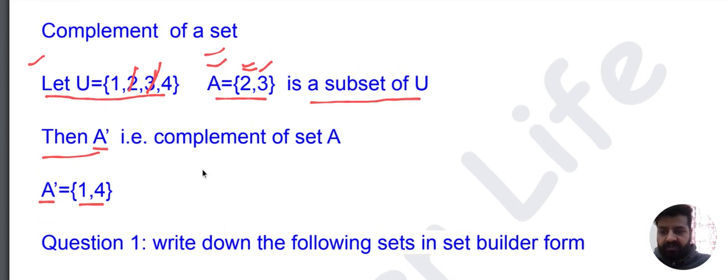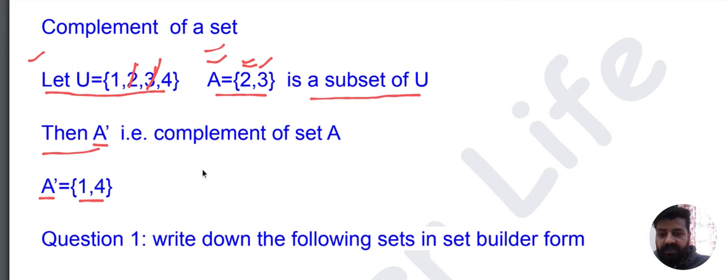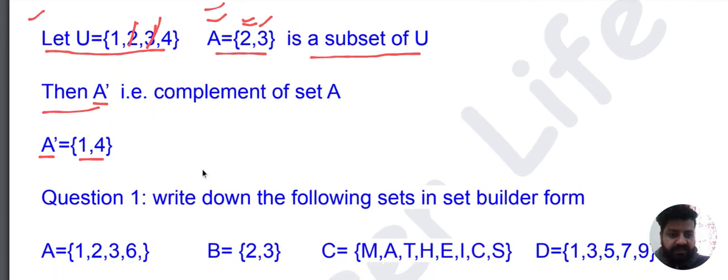So now we come to the question part. Okay, write down the following sets in set builder form. As you know there are two types of presentation of a set. One is set builder form and the second is roster or tabular form. The values are given in roster form. As you can see there are 4 sets: set A, set B, set C and set D. First we look at set A.